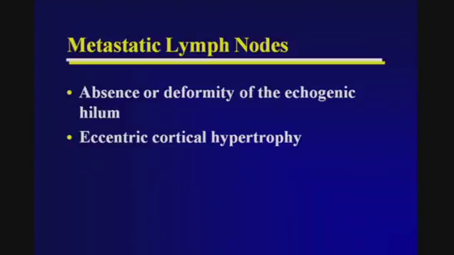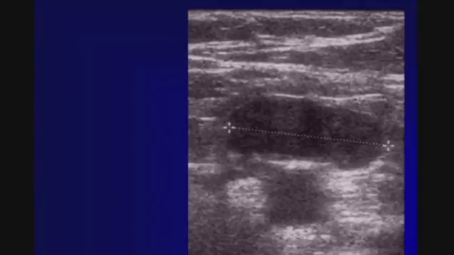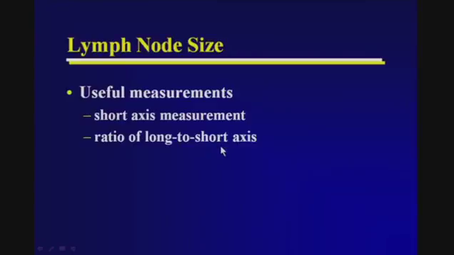When we're looking for metastatic lymph nodes, we want to look for absence or deformity of the echogenic hilum, and also look for eccentric cortical hypertrophy. Here would be an example where we have a markedly enlarged cortex, as we see here in the calipers, and the hilum is displaced off to the side. This is a metastatic axillary lymph node.